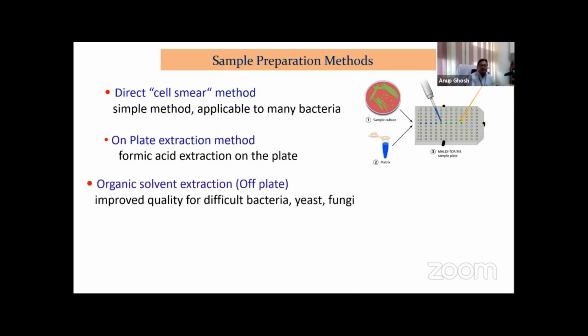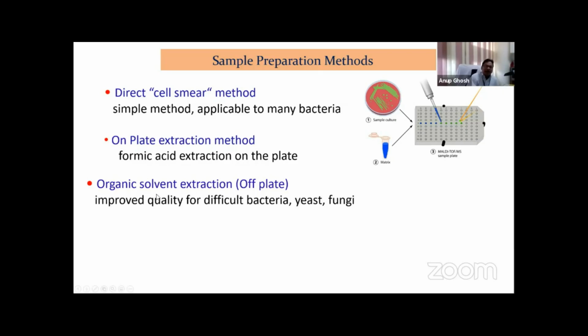So sample preparation can be done in four ways. One is the direct smear. Most bacteria can use the direct smear. Another is the on-plate extraction. It means you have the pure colony, you spot it, then on top of that spot, after it becomes dry, you add the formic acid. And when it gets dry, you add the matrix, and then you go for identification. So this is called on-plate. It means you are extracting, but it is on the plate.